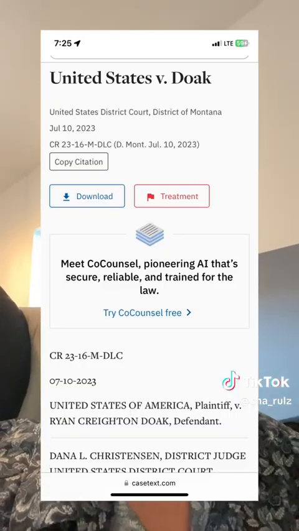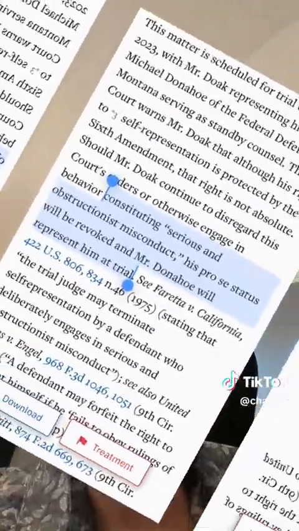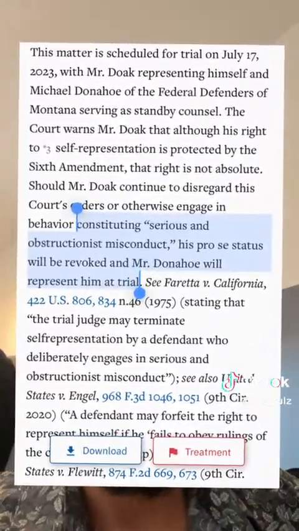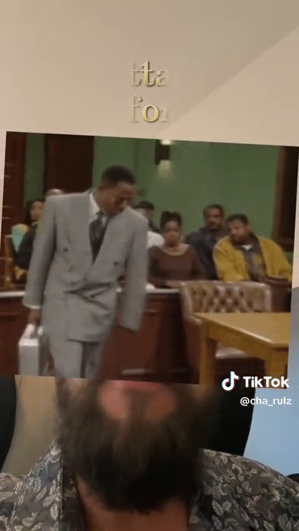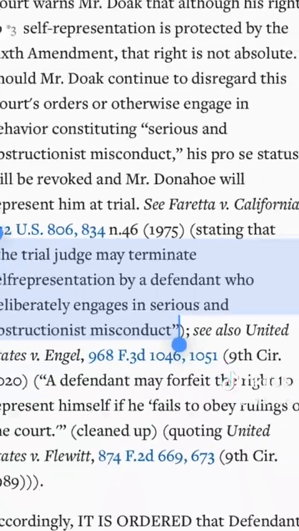Here in the United States of America, plaintiff versus Ryan Creighton Doak, the defendant in his filing, Mr. Doak, referred to himself as a belligerent claimant, appearing sui juris in court, engaging in behavior constituting serious and obstructive misconduct. His pro se status will be revoked and an attorney will represent him at trial. See Faretta versus California. Also stating that the trial judge may terminate self-representation by a defendant who deliberately engages in serious and obstructive misconduct. See also United States versus Engel. His motion was denied.